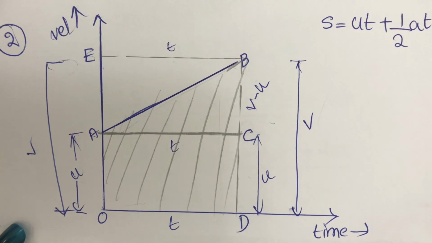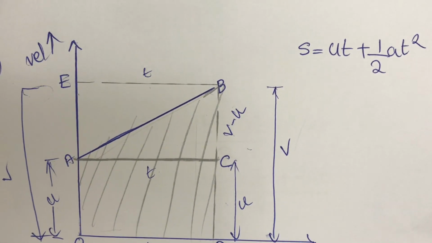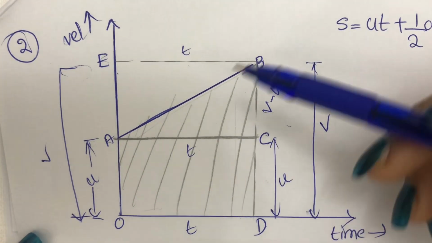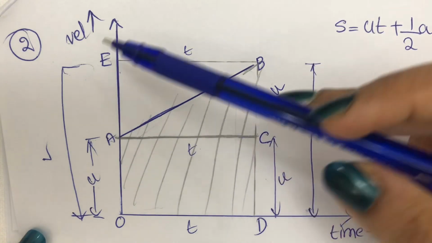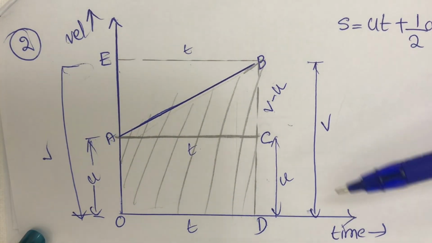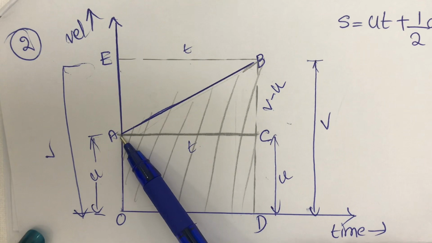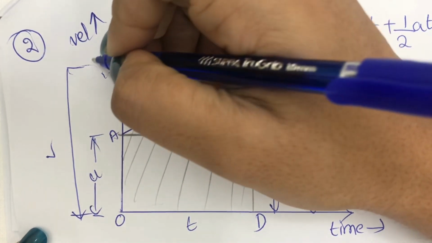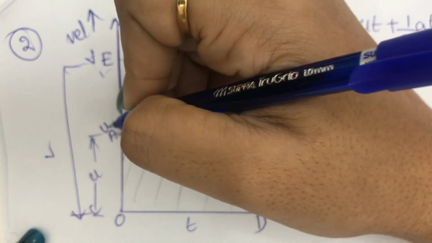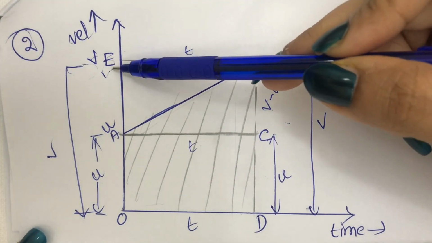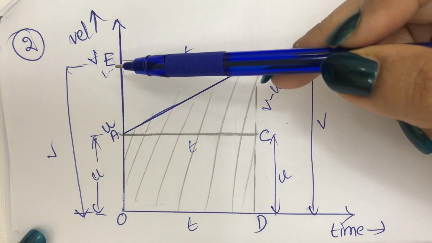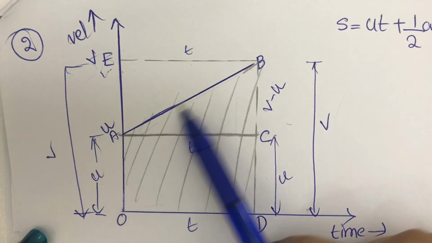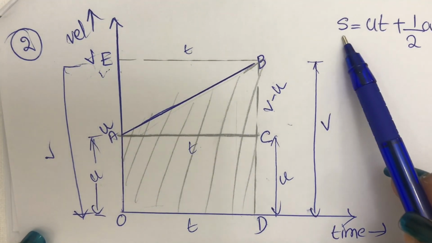So next we will be deriving the second equation of motion, that is S is equal to ut plus half at square, using the graphical method. Okay. So again I have drawn the graph here. So this is my VT graph, velocity and time, and my object has accelerated from U velocity to V. So this is V and this is U. From U the body has been accelerated uniformly to V. Okay, and hence we got the slope here. And now here we have to find the displacement.